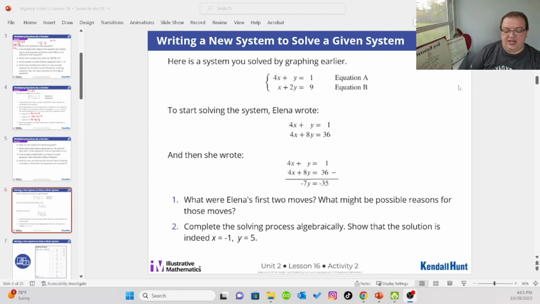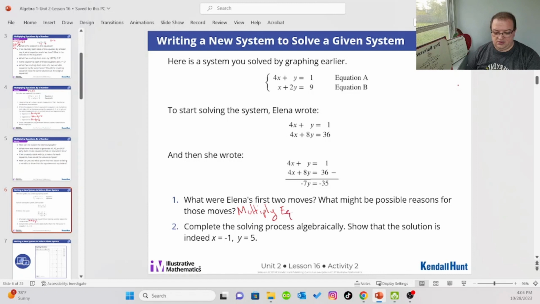So what were Elena's first two moves? Well, the first thing she did was multiply equation B by 4. Then she subtracted equation B from equation A.